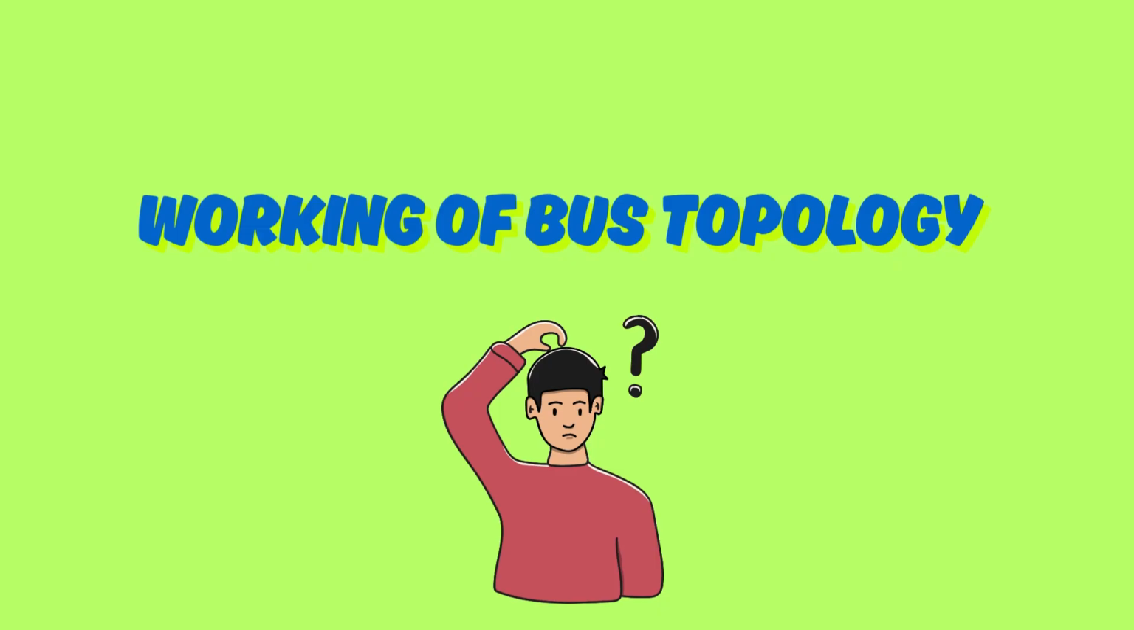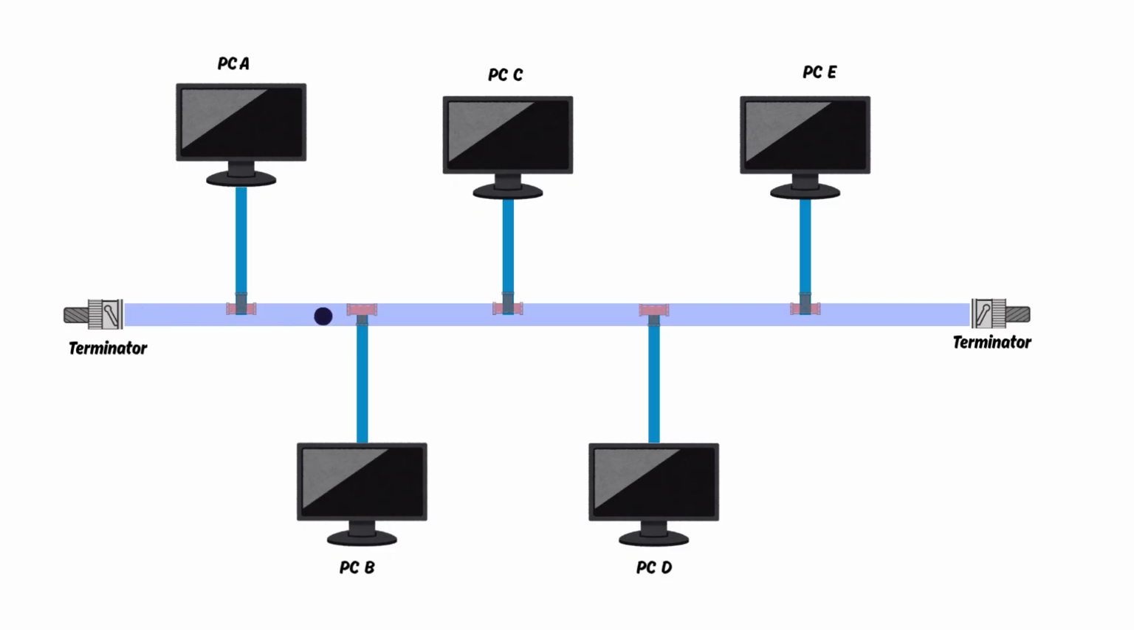In this segment, we are about to discuss the working of bus topology. The working of bus topology is quite simple and easy to understand. In this setup, all the devices like computers and printers are connected to a single coaxial cable known as the bus or backbone, which acts as a shared communication channel.